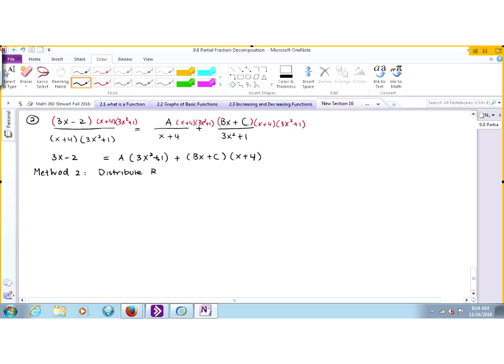Distribute the right-hand side and compare the coefficient on the right-hand side and left-hand side. Okay, so we could do method 2. All right. We will probably have a 3 by 3 though. So we will have a 3 by 3 system if we use method 2 here. So actually method 1 is easier.